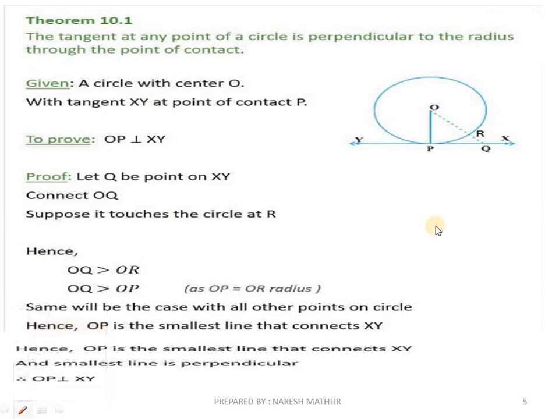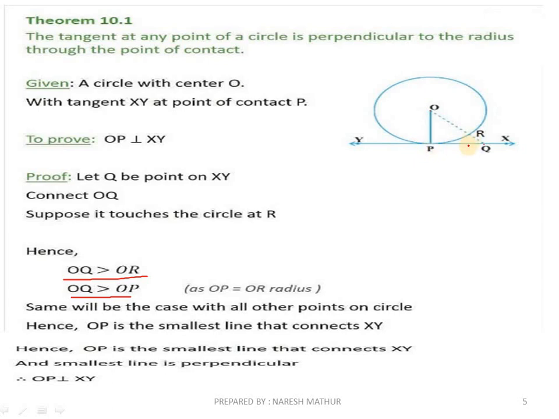Alright, now see, let Q be any point on the tangent. Now the length of OQ is greater than OR, and OR is equal to OP. That's why OQ is greater than OP also. It means OP is the smallest distance between the center and the tangent.